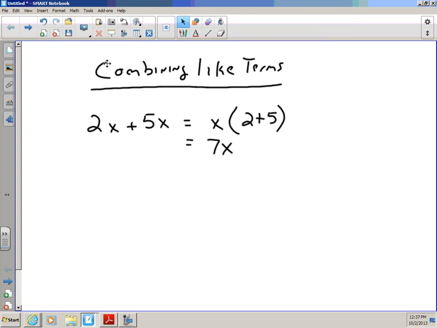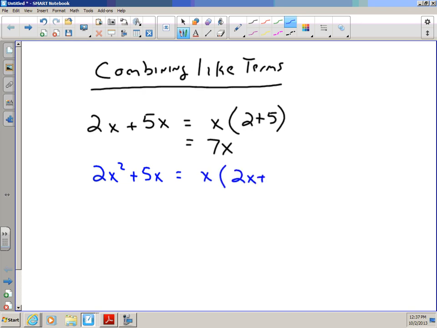If I were to take a different example, 2x squared plus 5x, again, my common factor is x, and I am left with the statement 2x plus 5. Well, the problem is 2x plus 5, the 2 has a variable attached. They're not just numerical statements, so I cannot combine the two of them.